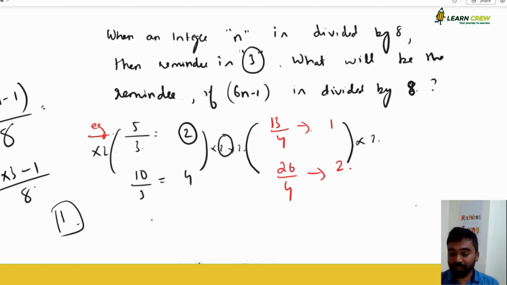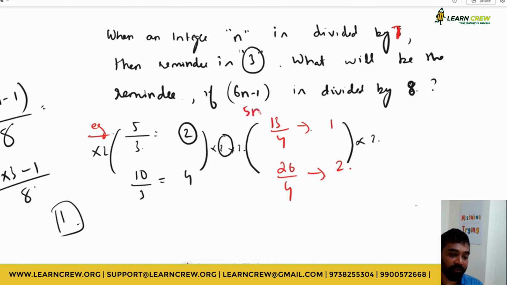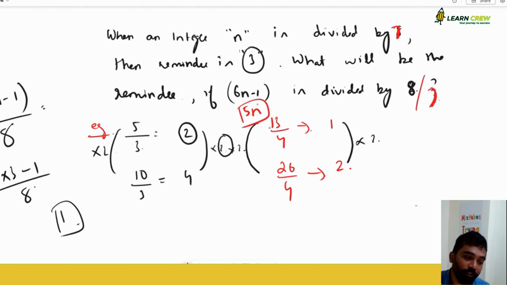If I alter the question and give something like this: if n is divided by 7 and the remainder is 3, what will be the remainder of 5n if it is divided by 7? The value of n is replaced by the remainder. So 5 into 3 is 15. 15 divided by 7 gives a remainder of 1.